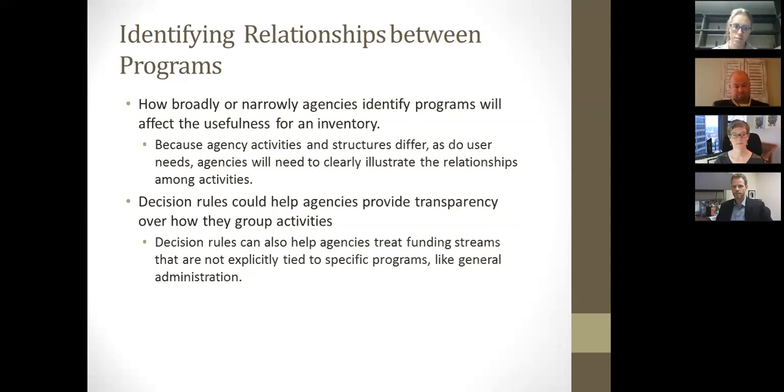And then also, because agencies and their structures differ, it'd be helpful for them to clearly illustrate the relationships between those activities, which I think Michelle touched on. And we think that decision rules could help with that. That could help different users of the inventory understand these things a little bit better, since they're going to be looking to use the inventory in different ways, and the rules can help with that understanding. And then decision rules can also help agencies be a bit more transparent with somewhat more opaque funding streams that really aren't tied to specific programs, like general administration.